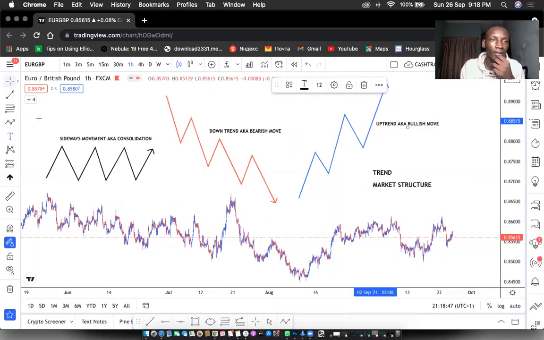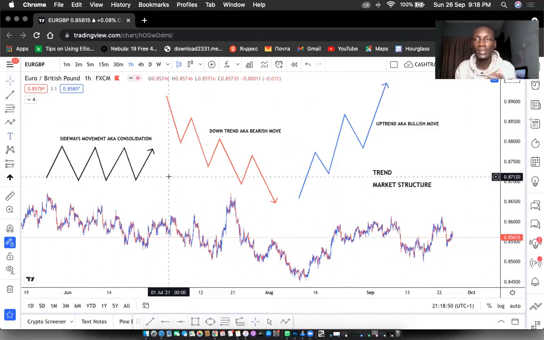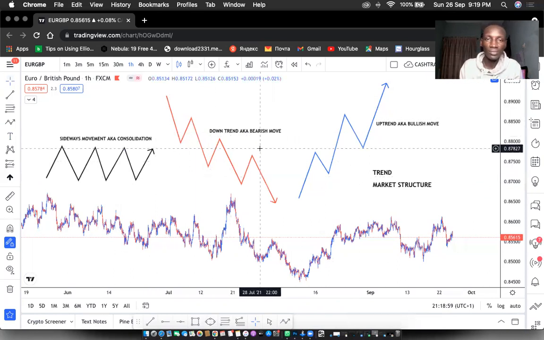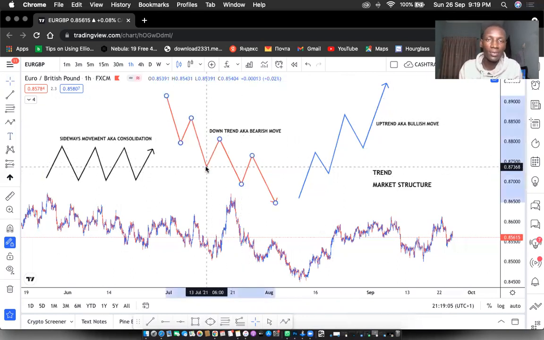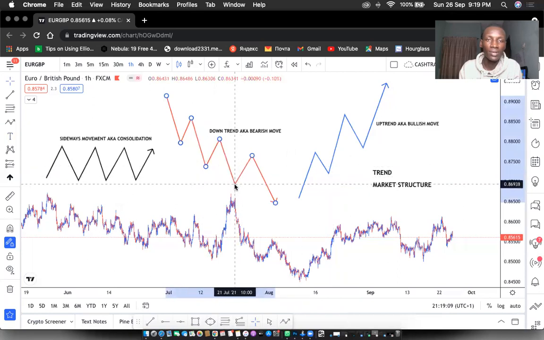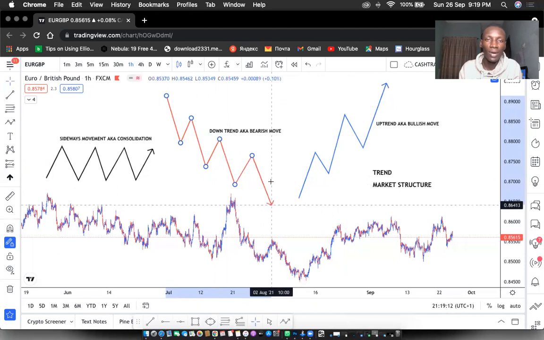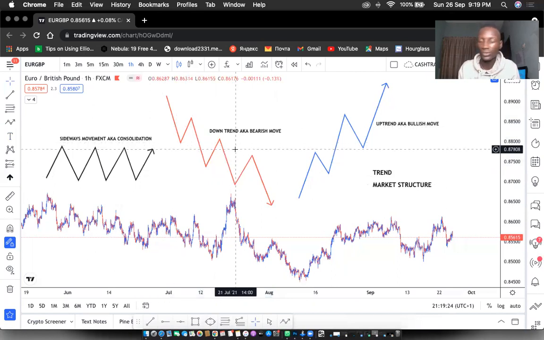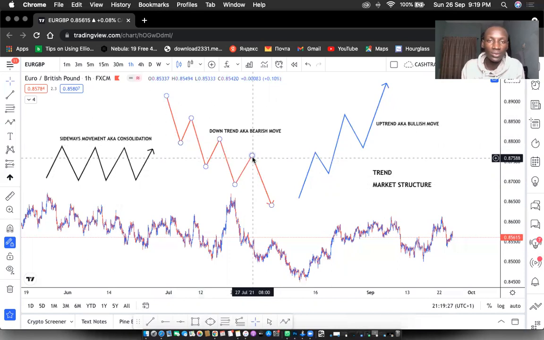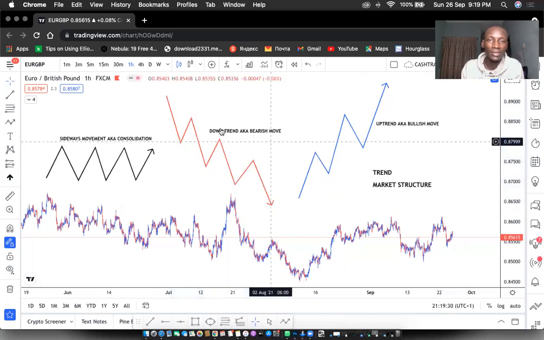Okay. Now, what makes up the sideways move, which is the consolidation? What makes up the downtrend? What makes up the uptrend? Now, it is simple. If you see series of lower lows in this market, when you see price doing series of lower lows, you would be able to discern that, oh, price is coming down.